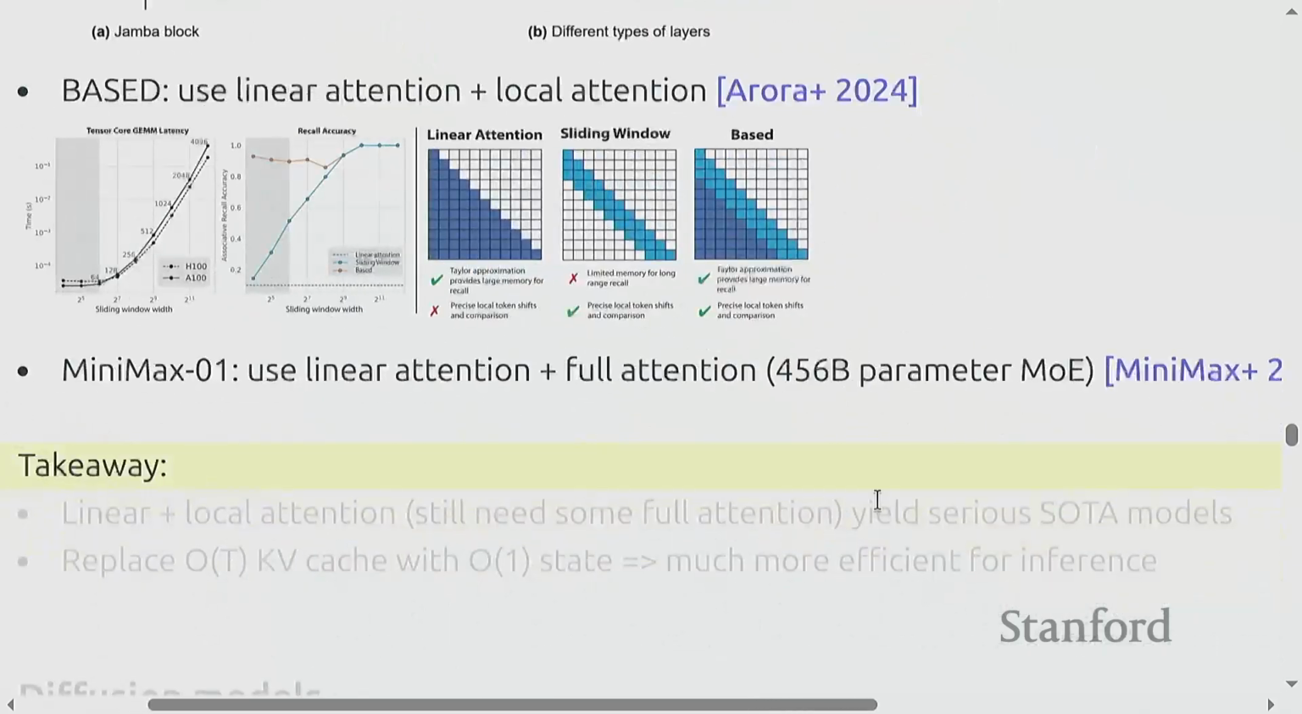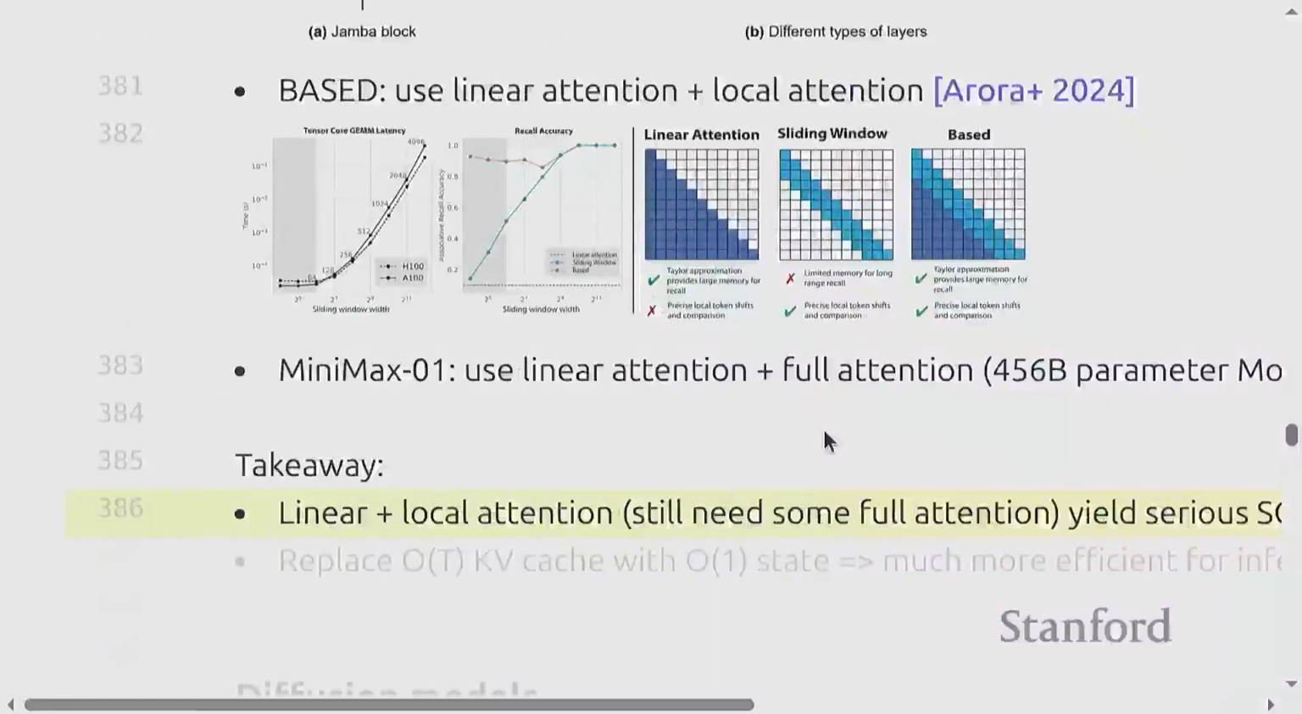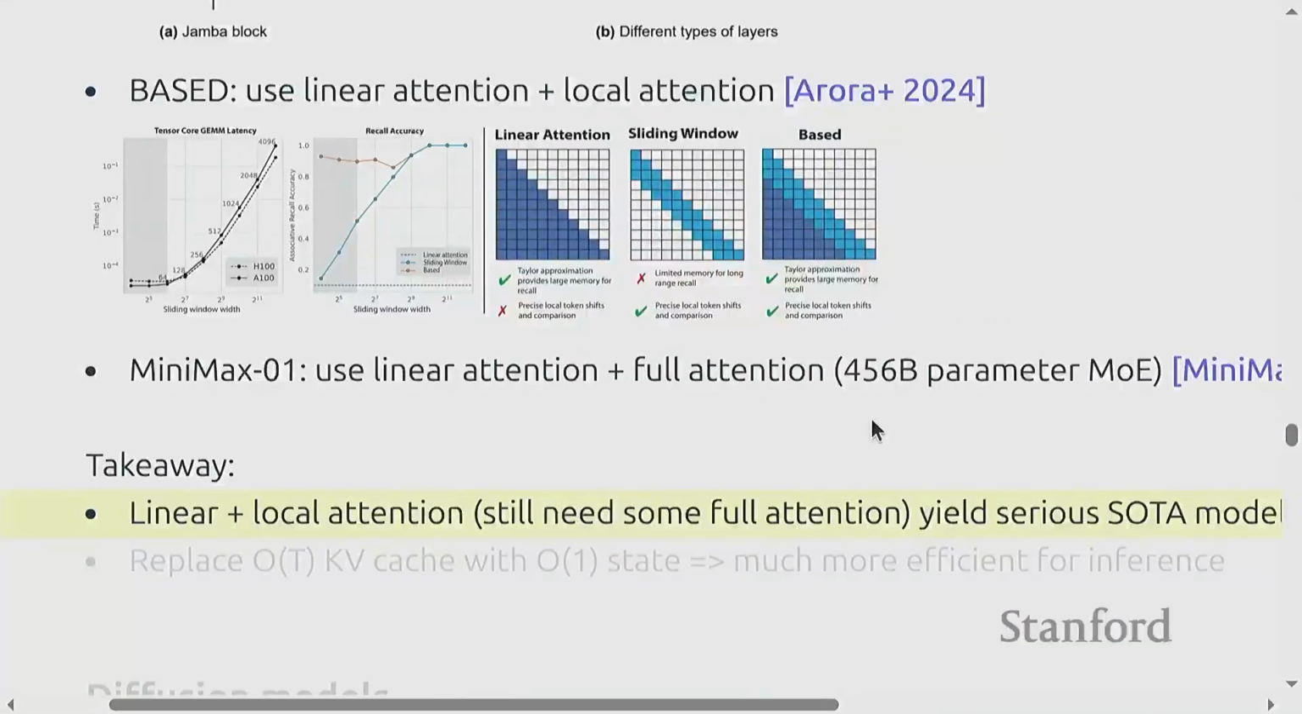So linear plus local attention are now yielding serious state-of-the-art models. And it's probably safe to say that, while I don't know exactly what the closed model providers are doing, I would suspect that they are at least as advanced, as efficient as this, in leveraging sparsity.